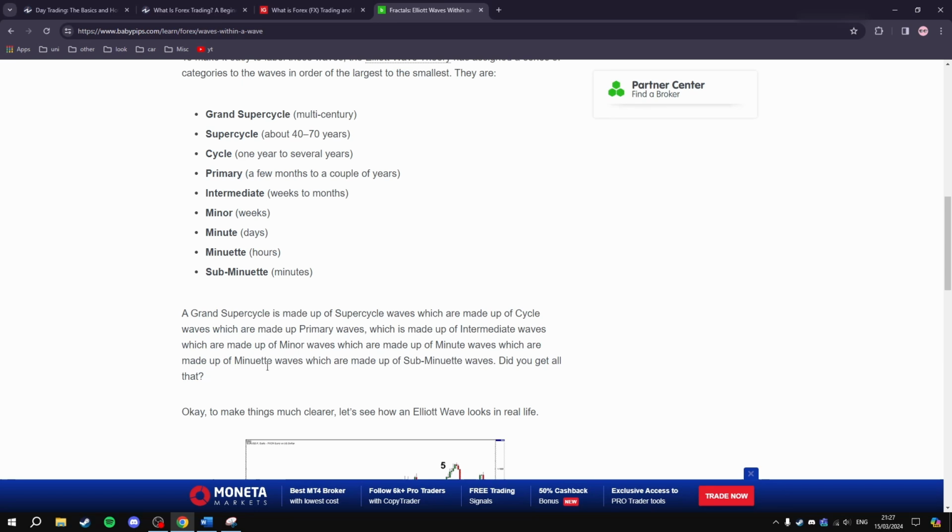A grand supercycle is made up of supercycle waves, which are made up of cycle waves, which are made up of primary waves, which are made up of intermediate waves, which are made up of minor waves, which are made up of minute waves, which are made up of minuette waves, which are made up of subminuette waves. Did you get all that?